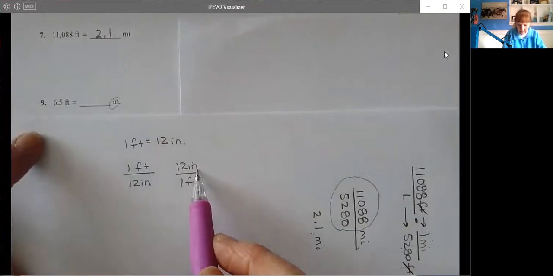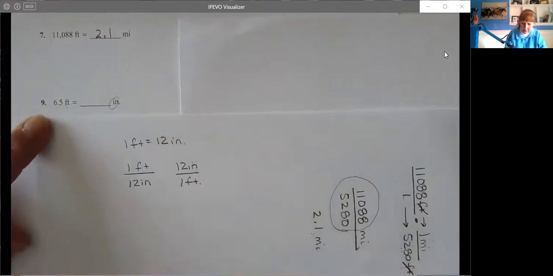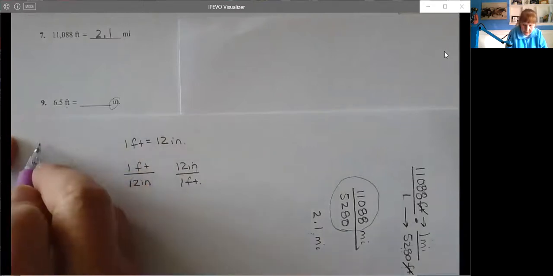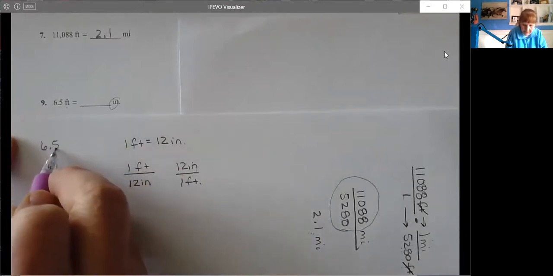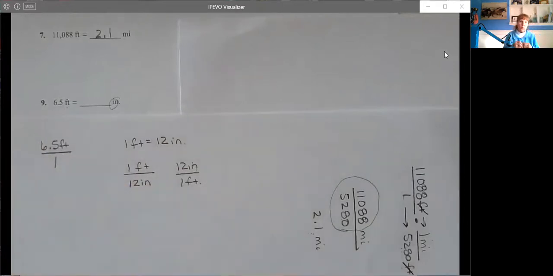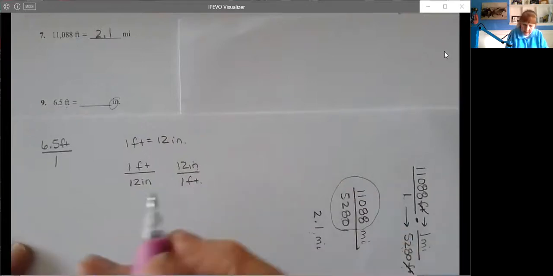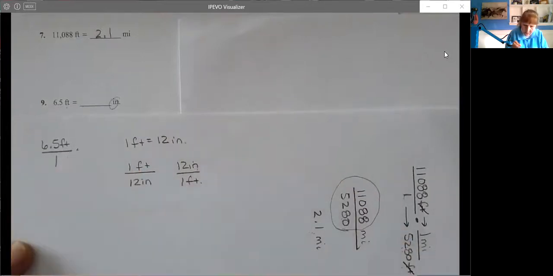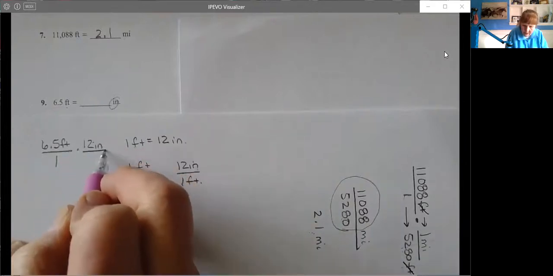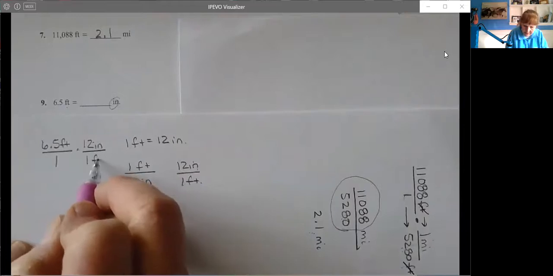And I don't think this is going to be a division. This will be a multiplication one. We have 6.5. Here, let me just write it over here. 6.5 feet over 1. That's what we're starting out with. I always put it over 1 and creating a fraction because we're multiplying by a fraction. Times, and we wanted inches, so we have 12 inches over 1 foot.